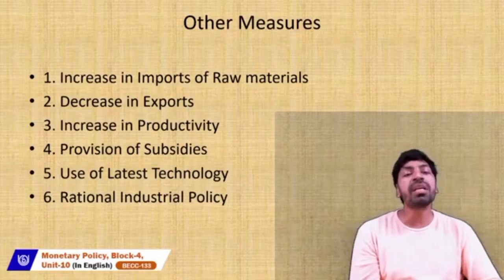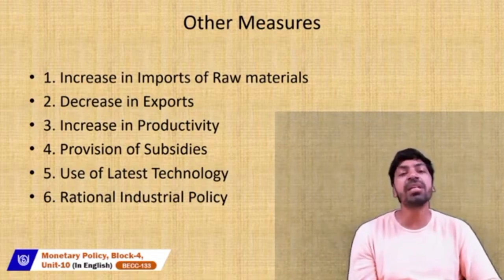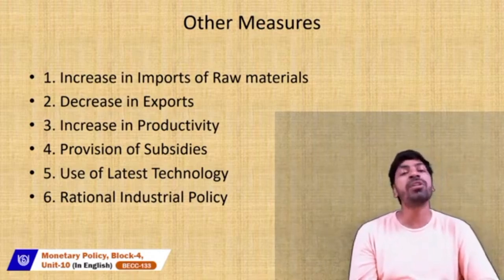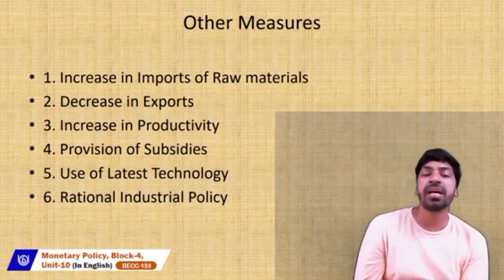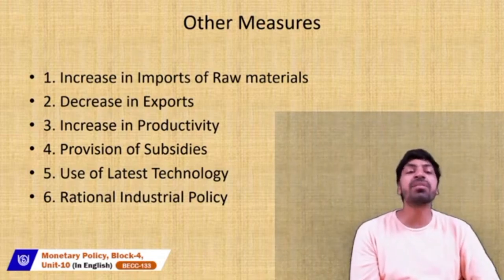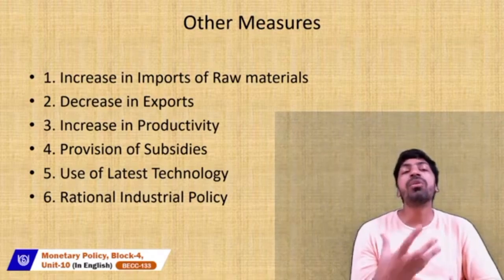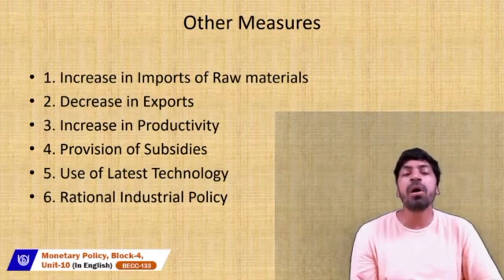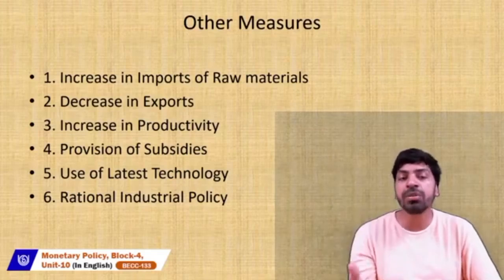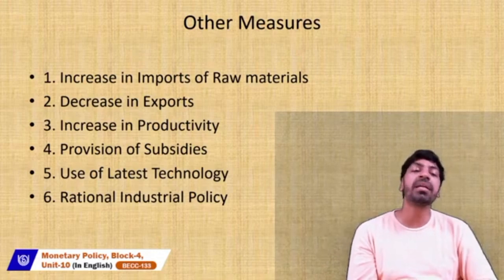Next one is increase in productivity. Productivity could increase if more and more skilled and knowledgeable workers join the particular industries. The next one is provision of subsidies. Subsidies could be controlled or protected through the fiscal policy, and it belongs to spending, taxation, and public debt.